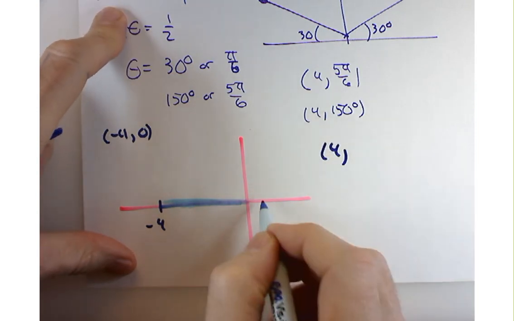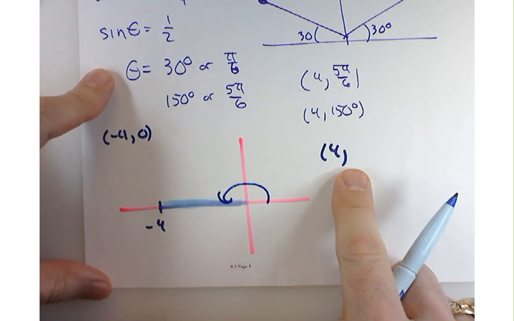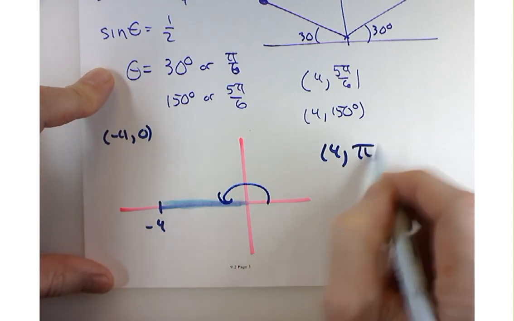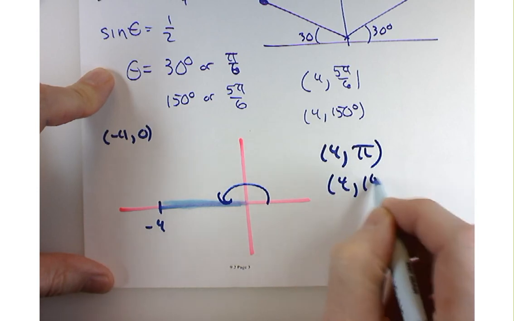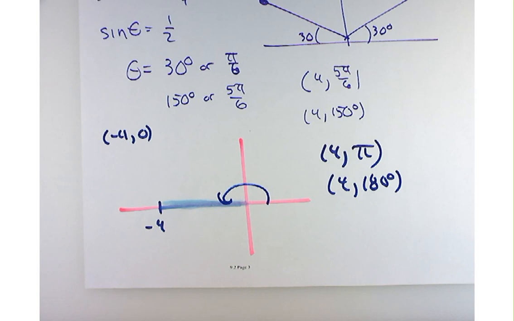It's always a positive number, right? Yeah, it's always going to be a positive number. What's the angle here? 180 degrees. 180 degrees or pi? Depends on which one I ask, but that's it. You don't have to do anything fancy for that one.